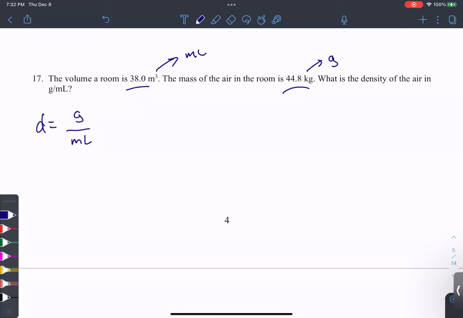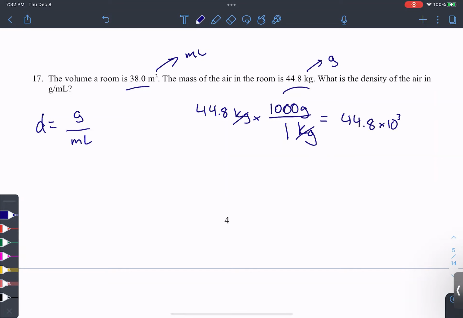Let's convert kilograms to grams. 44.8 kilograms. How many grams are in a kilogram? 1,000. Do I put the 1,000 on the bottom or on the top? Top, yes, because right now kilogram is in the numerator, so I want kilogram in the denominator to cancel it. I know that 1 kilogram is 1,000 grams. And so the units cancel, I get grams. So this is 44.8 times 10 to the 3 grams. This is the number that's going to go in the top of my density calculation. All right. Now I just need to do the hard one, the denominator milliliters, and that's this meters cubed business.